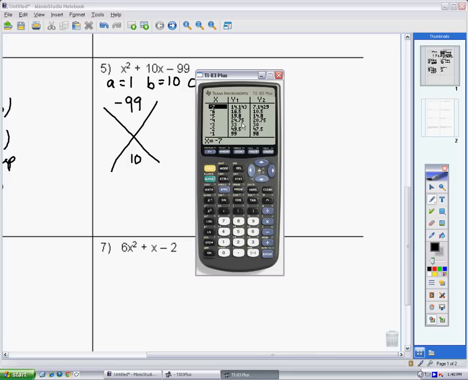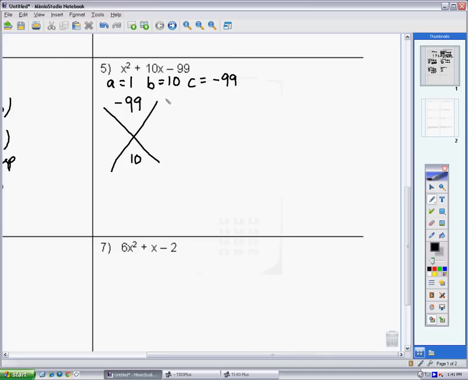So that tells me there are no whole number factors that will add up to 10. So when that happens, when I don't find 10 over here, and I don't have whole numbers here, that means that it can't be factored. So this one cannot be factored, and we just state that it cannot be factored.